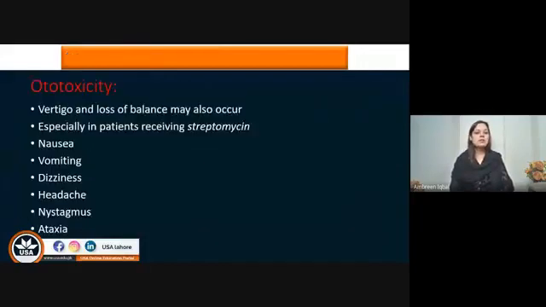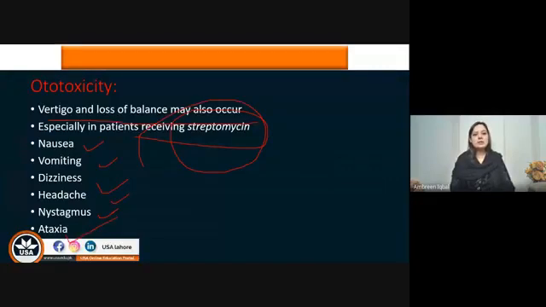Next we have more about ototoxicity. What are the signs and symptoms the patient is going to experience along with ototoxicity that is going to affect the sound or hearing ability? Vertigo and loss of balance may occur. Sometimes you just have vertigo and loss of balance, especially in patients who are receiving streptomycin. इतनी सारी जो हमारी aminoglycosides थी, gentamicin, उसमें से एक streptomycin थी, and especially streptomycin gives you loss of balance and a dizzy feeling. And the patient usually experiences nausea, vomiting, dizziness, headache, nystagmus, and ataxia.